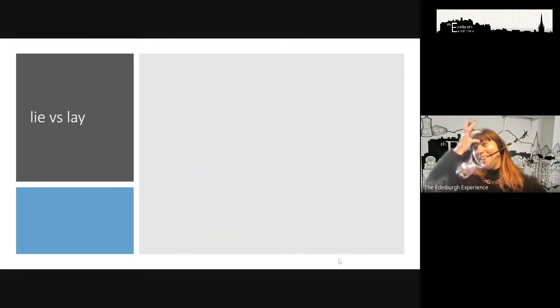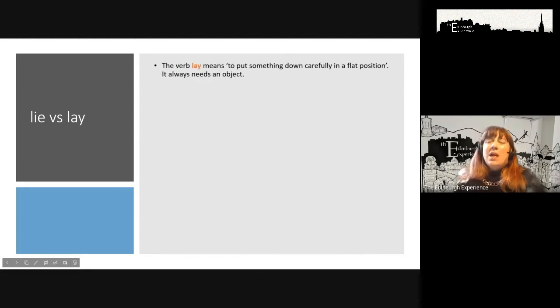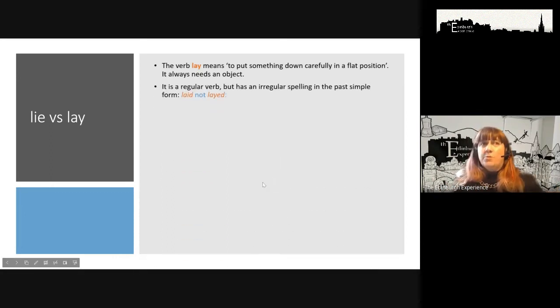Okay, lie and lay. Now, these words are horrible because of the confusion with spelling and verbs and adjectives. It's very confusing, but hopefully this will help you understand. So when we use the verb lay, that means to put something down carefully in a flat position, right? For example, lay the table. Now, it always needs to have an object. You have to say lay something, lay the table, lay the picnic blanket.